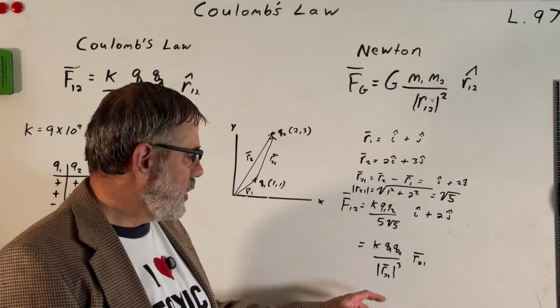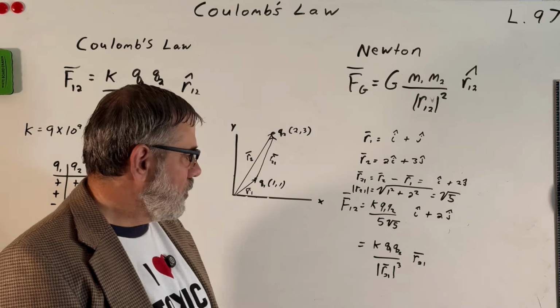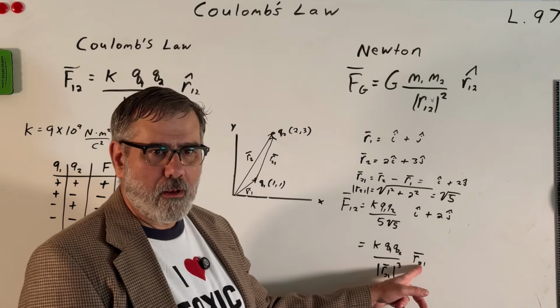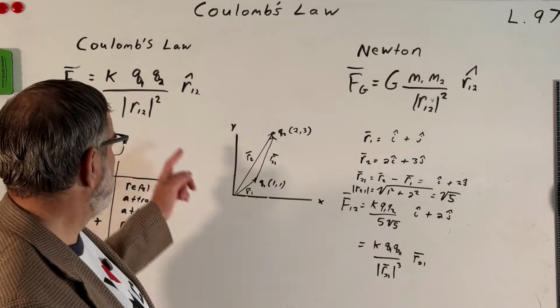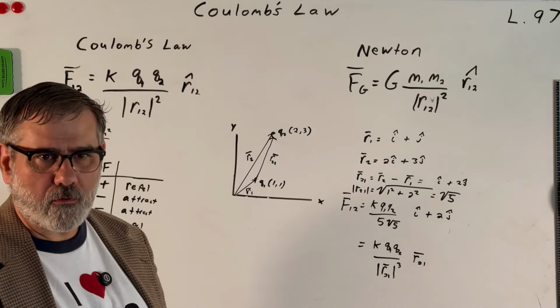Sometimes you'll see it where you have the cube of the distance that separates them in the denominator. And when you do, that means that instead of using the unit vector, you'll use the regular vector, just the difference between this point here, something that doesn't have a magnitude of 1, okay?